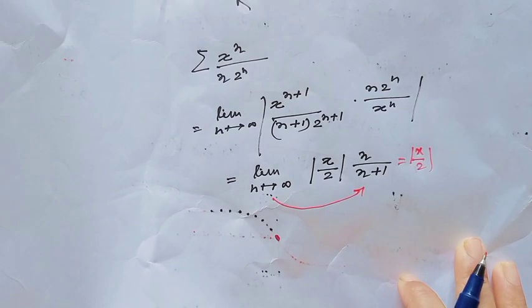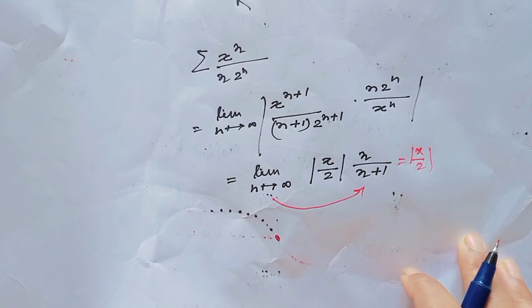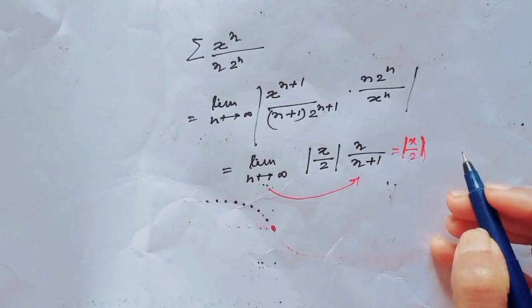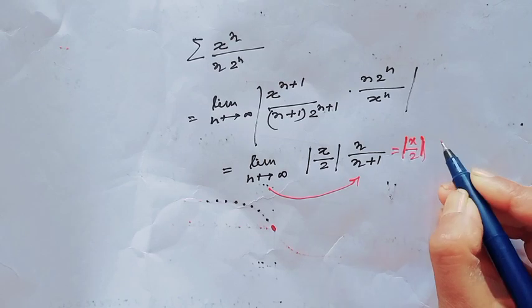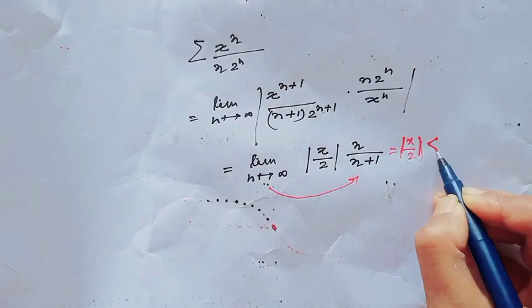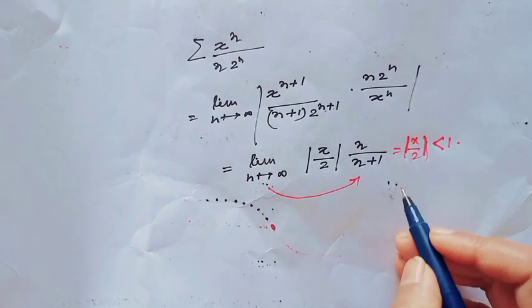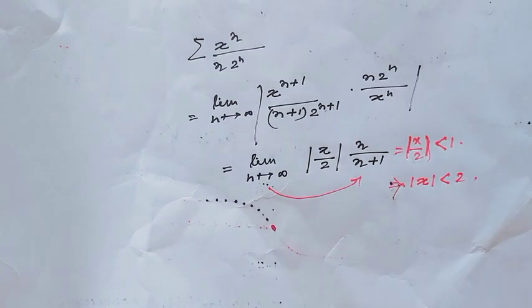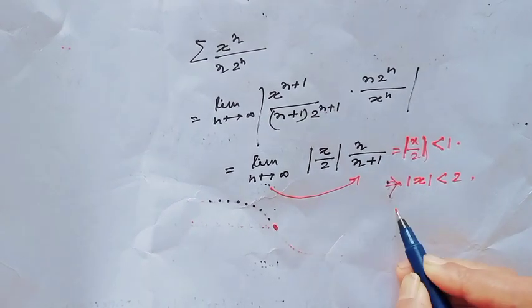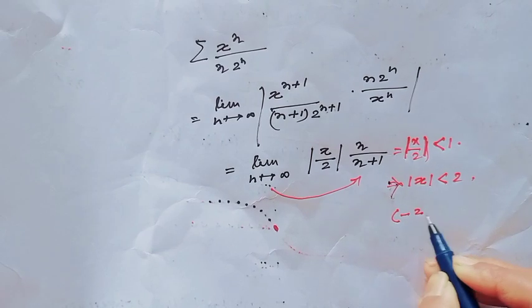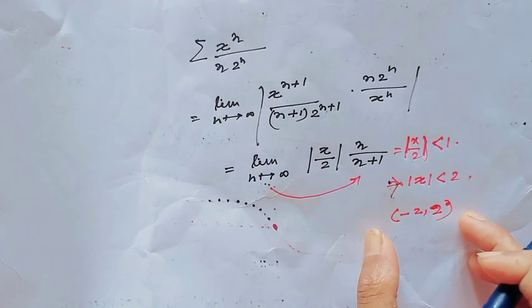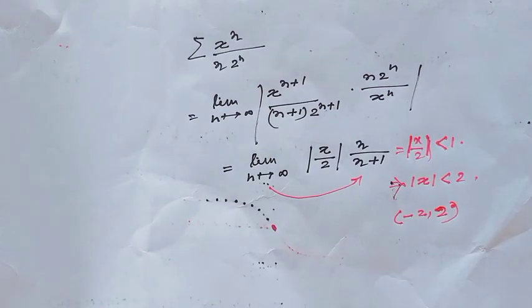Therefore, for the radius of convergence of this power series, for all values of x for which the series converges, this would be less than 1. Therefore, the radius of convergence would be 2 and the interval of convergence is the open interval minus 2 to 2. For this interval, this power series converges.